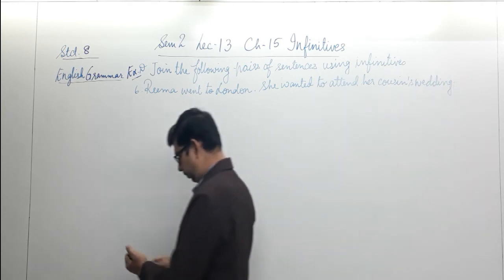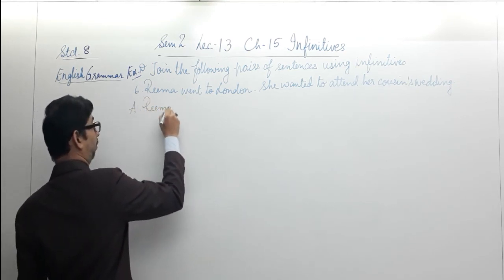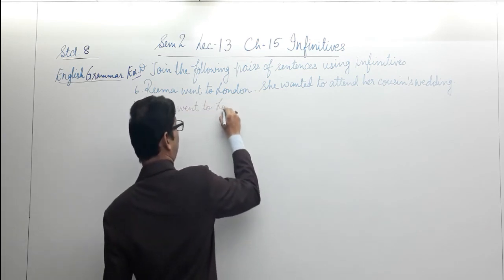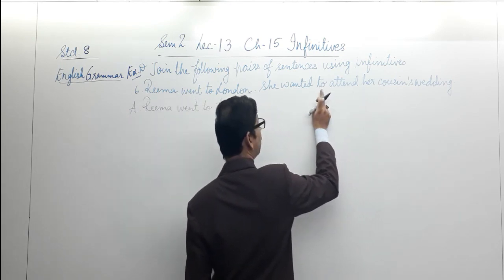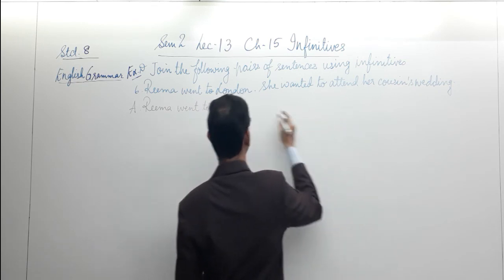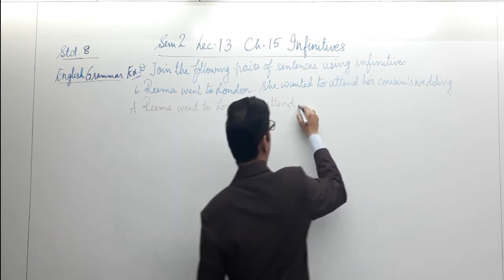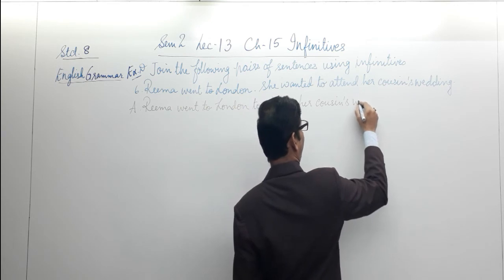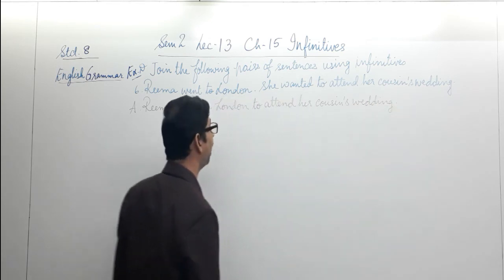Let's join this together with the infinitive provided to us. Rima went to London, and then, using the preposition and the base of the verb together, the infinitive to attend her cousin's wedding. We have eliminated the subject she and the verb wanted.